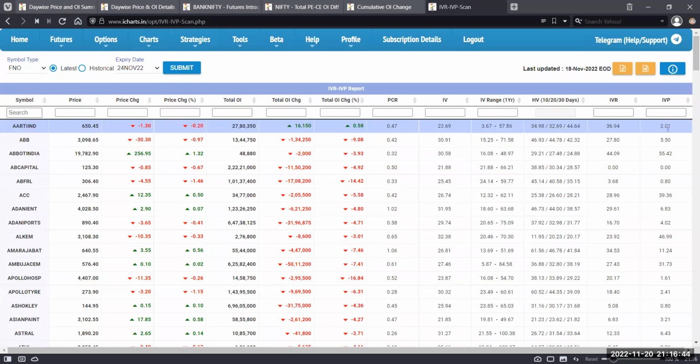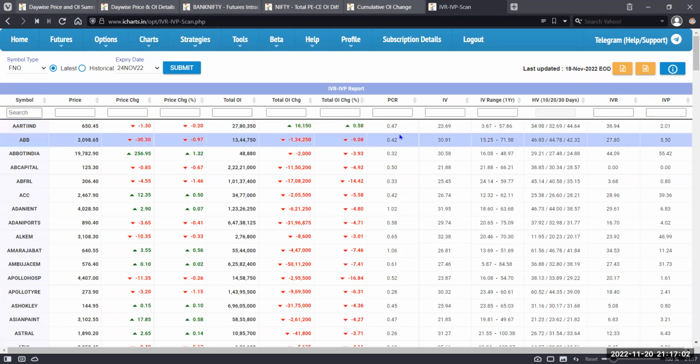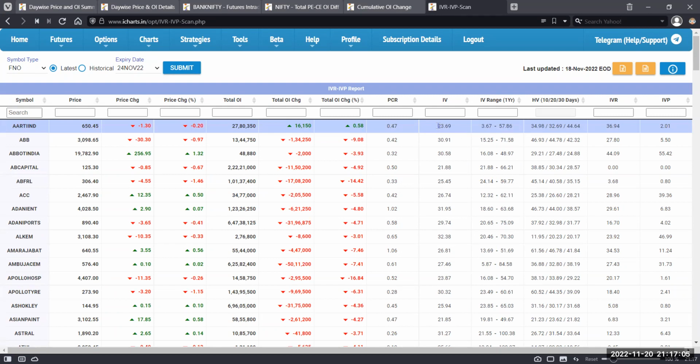And IVP tells you, in the last 1 year, how much percentage of values are below the current IV. So this 2% here means in the last 1 year's IV range, only 2% of the time IV was below 23. This means this is extremely low. Any IVP that is less than say 40, 30 or so is significant.